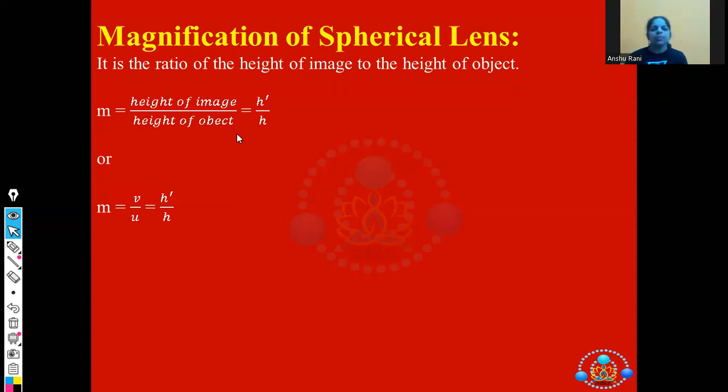Here is the formula of magnification. Magnification is equal to height of image by height of object, that is H dash upon H. Magnification is equal to V upon U is equal to H dash upon H.